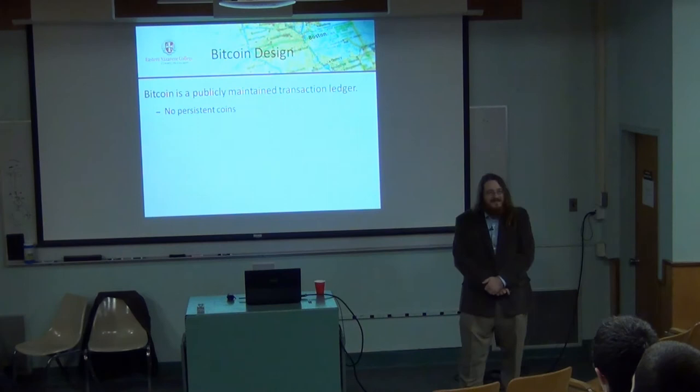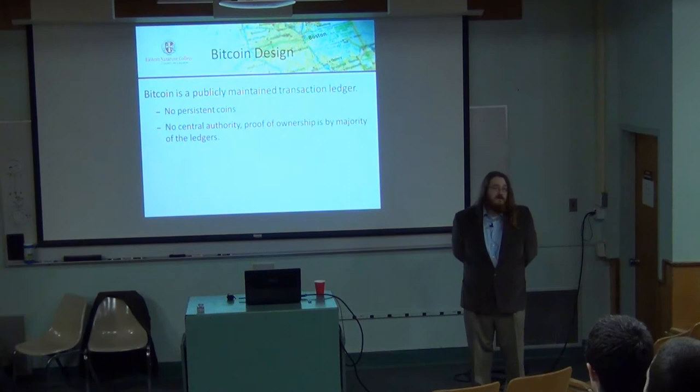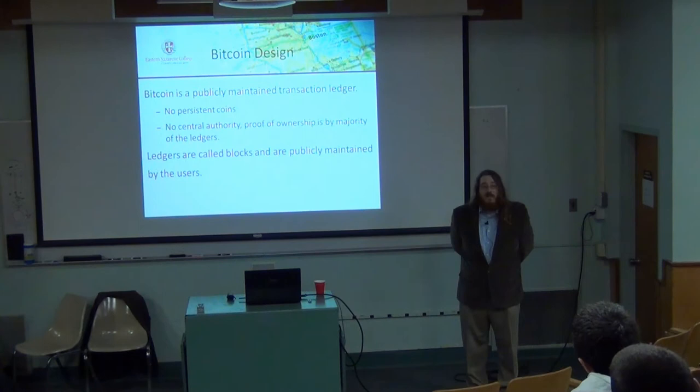There's no central authority. Proof of ownership is given by the majority of the ledgers. So as long as the majority of ledgers are honest, the system works fine. These ledgers are called blocks and blockchains. They are publicly maintained by the users. Any user that gets involved can be part of maintaining these blocks.